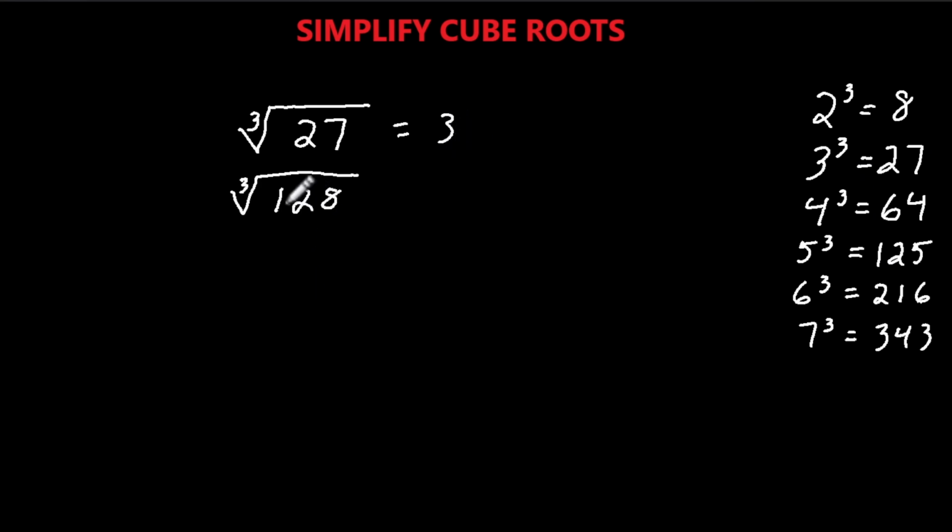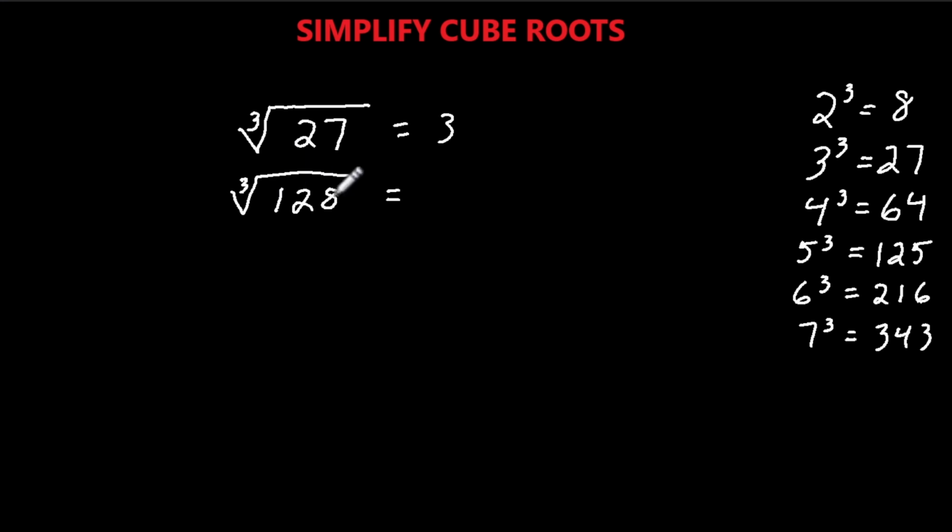So the next one, we see that 128 is not on our list of perfect cubes, and there's 2 ways that you can attack this. The first is to list the factors of 128. The second is, if you have this list here, simply divide the 128 by each of these numbers to see which one is going to result in 2 factors, one of which would be a perfect cube.